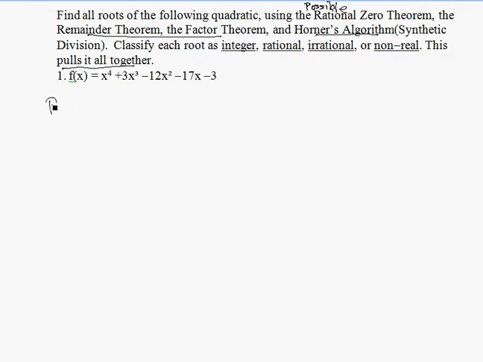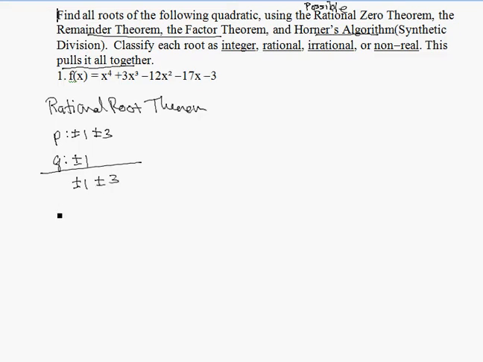So the first thing we want to use is the rational root theorem, which takes the factors of the constant term, which is plus or minus 1 and plus or minus 3, and divides it by the factors of the lead coefficient. So this is just plus or minus 1 and plus or minus 3.